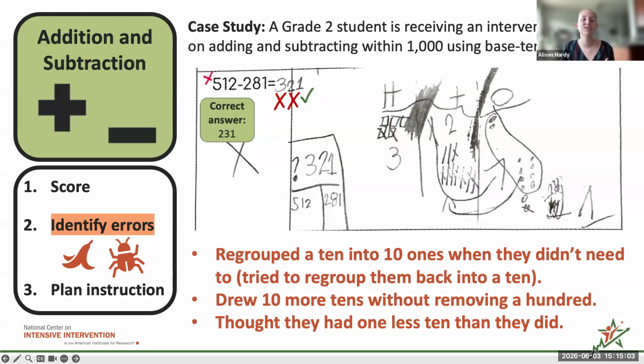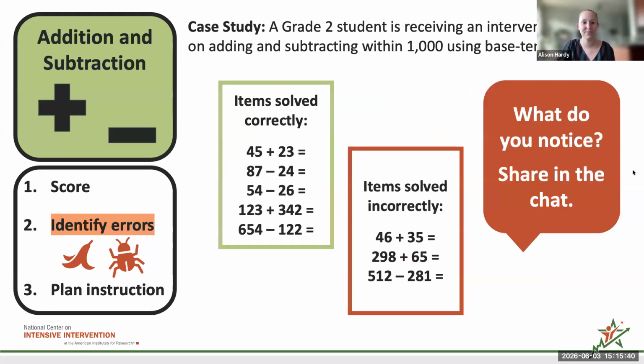And then they only needed to subtract 1 one, but they regrouped a 10 into 10 ones anyways. So what they actually ended up doing was subtract 1 from 12, and then they realized, oh, I still have 10 ones left, and they regrouped it back into that 10 to begin with. And then that kind of unnecessary regrouping and kind of messy work made it to where they thought they had 1 less 10 than they did, which led them to an incorrect answer. So a few different things going on here.